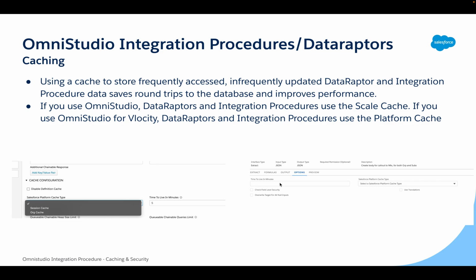There are two types of OmniStudio packages available: the OmniStudio package itself, which can be installed standalone, and the one which comes preloaded with Vlocity. Whenever you are using a standalone OmniStudio package, the integration procedures and data raptors will use the scale cache. But when we are using the one which is bundled within Vlocity, it would use the platform cache.